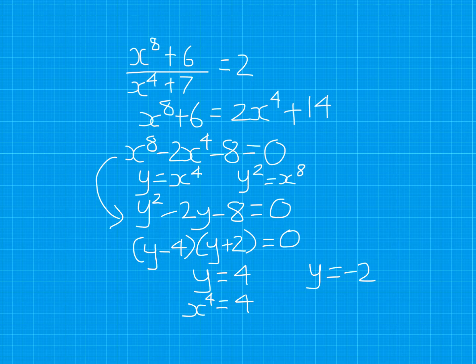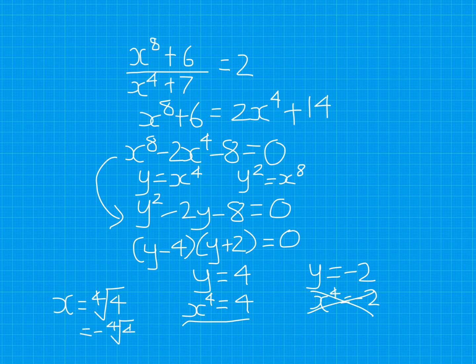So I have x to the power of 4 equals 4, or x to the power of 4 equals negative 2. Now this last one here has no solutions. You can't have an even power yielding a negative answer. This one here, you have to be careful. It has two solutions. It has the fourth root of 4, but it also has the negative fourth root of 4. So the fourth root of 4 is just the square root of 2. So the two solutions here: x is root 2 or x is minus root 2.